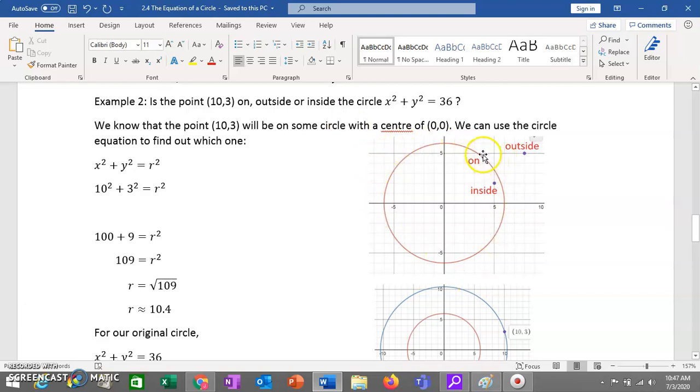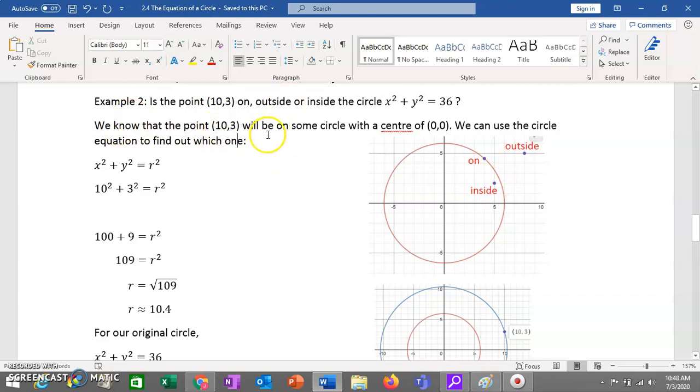So on the circle means it's somewhere along the circumference. So it's on that red line somewhere, or on that red circle somewhere. Inside means it's inside the circle, right? So it's closer to the center of the circle than the circumference. Outside means it's, well, outside of the circle, right? So the point is farther away from the center of the circle than your circumference. Okay, so pretty easy.